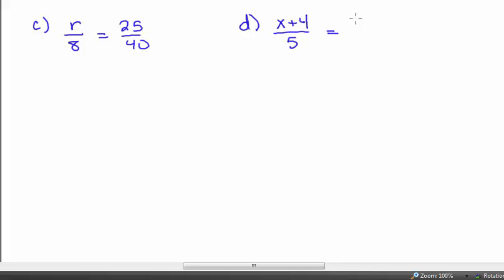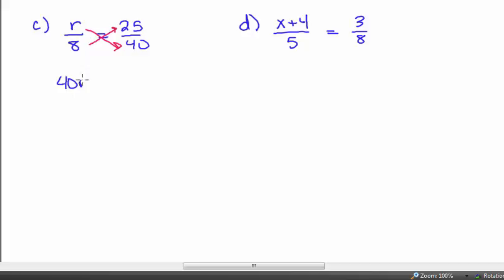Alright, let's do 2 more. I have r over 8 is equal to 25 over 40, and x plus 4 over 5 is equal to 3 over 8. And actually something that you might try is to go ahead and pause the video and try to solve these on your own, and then check your work by turning the video back on and seeing if you got it right. An idea anyway. Right, so we're going to cross multiply. If you're going to pause, do it now.